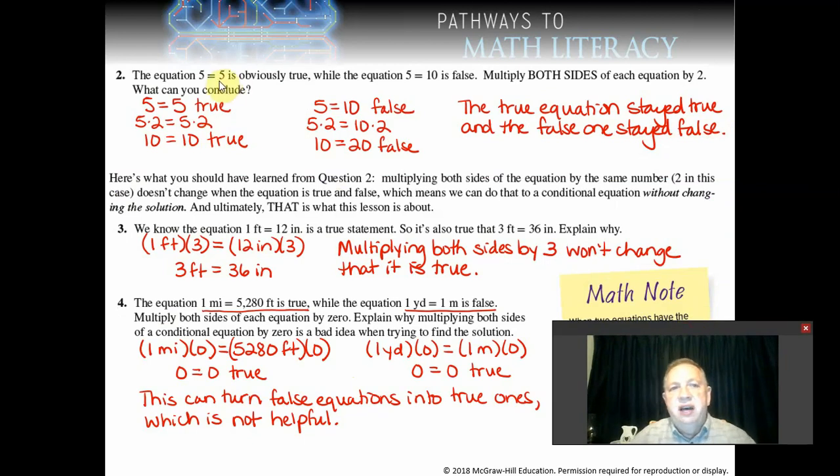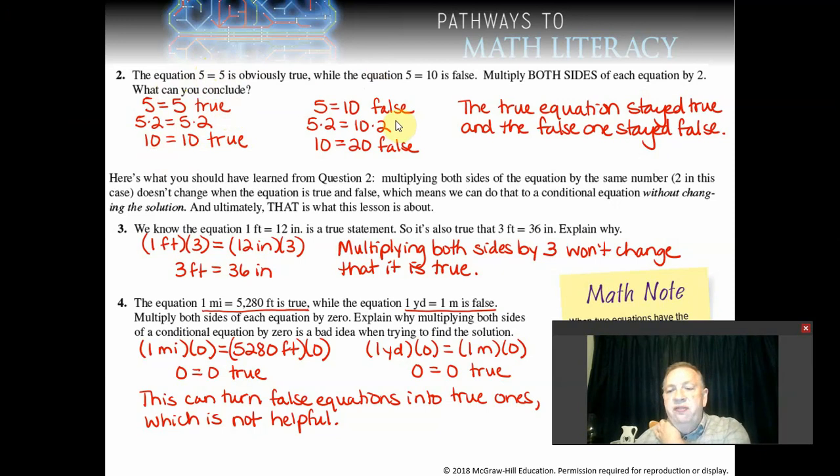The equation 5 equals 5 is obviously true. 5 is equal to 10 is false. If I multiply both sides of each equation by 2, what can we conclude? If 5 is equal to 5, 2 times 5 is 10, 2 times 5 is 10. 10 is still equal to 10. We still have a true statement.